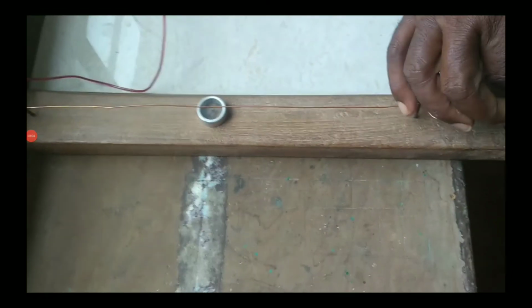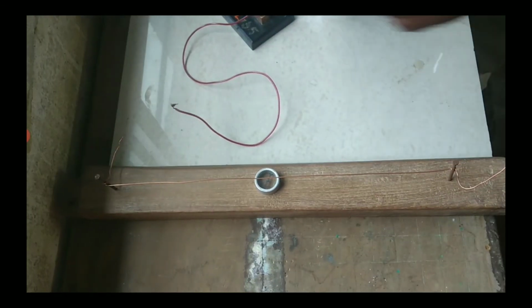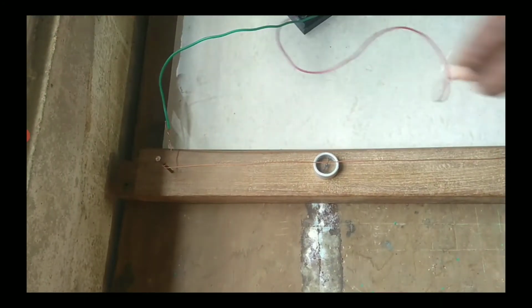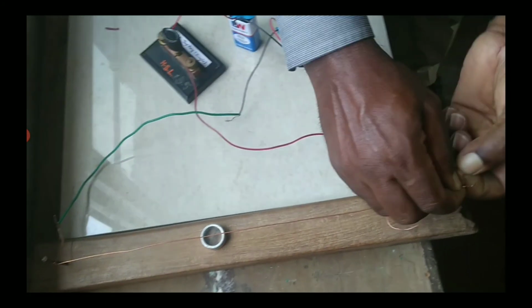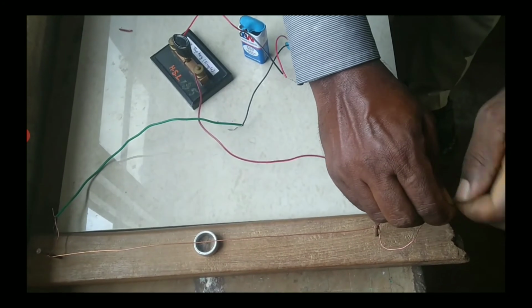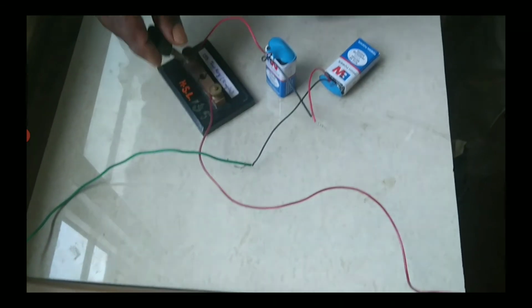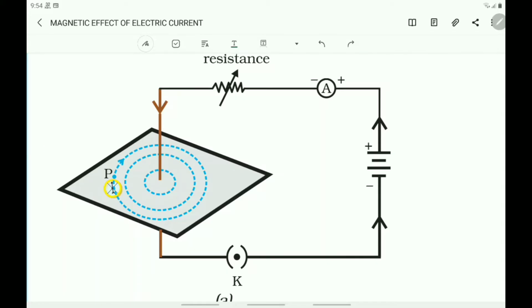Now interchange the connection here, interchange the positive end and negative end. When the positive end and negative end are changed, see the wire here, they are interchanged, and the direction of the flow of current also changes. Here insert the plug key, you can observe the deflection in the opposite direction.